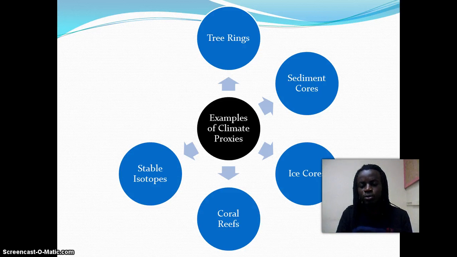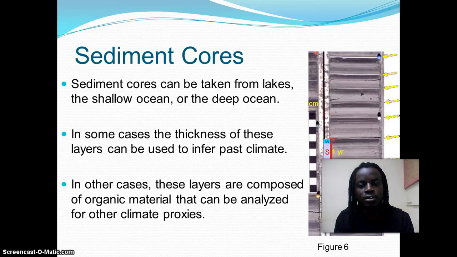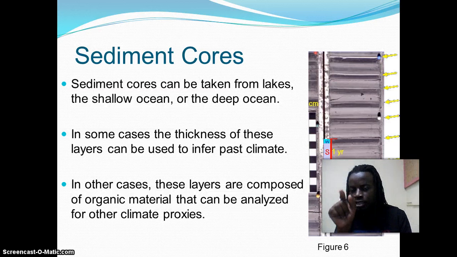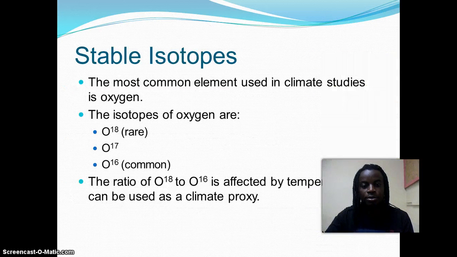The stable isotopes, we're going to get into that one later. The pollen, we're going to get into that one later as well. The sedimental cores I've explained today, and you can see there the machine that we use gives you one year of different sedimental deposits that have been happening in that one year. Sedimental cores can be taken from lakes, the shallow ocean, or the deep ocean. In some cases, the thickness of these layers can be used to infer past climate. In other cases, these layers are composed of organic material that can be analyzed for other climate proxies.